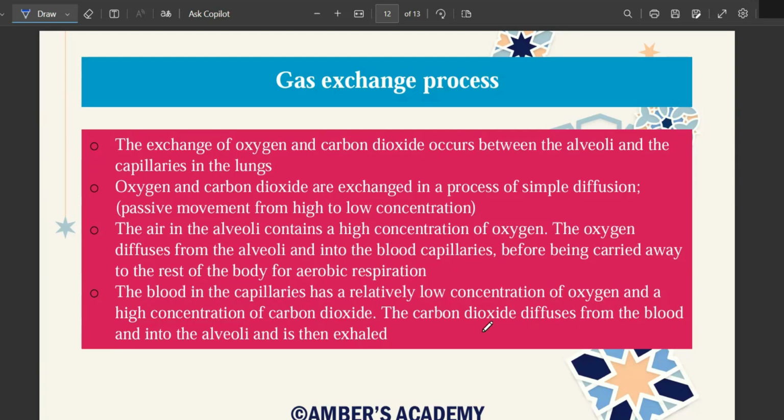So you need to remember this pathway. From pulmonary circulation, we get deoxygenated blood. It gets oxygenated in the lungs, and carbon dioxide is diffused from blood into alveoli, and then we exhale it. The opposite happens with oxygen, where oxygen diffuses into the blood from the alveoli, and we then pump it for systemic circulation. Okay, so this is the gas exchange process, and now we are done.